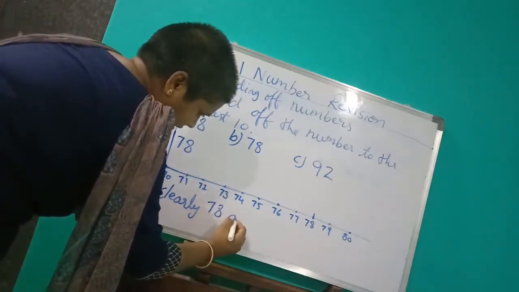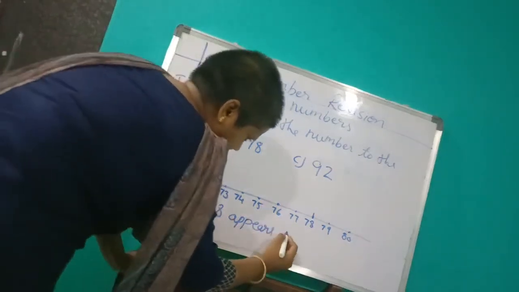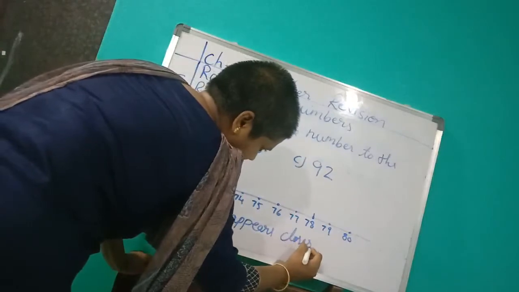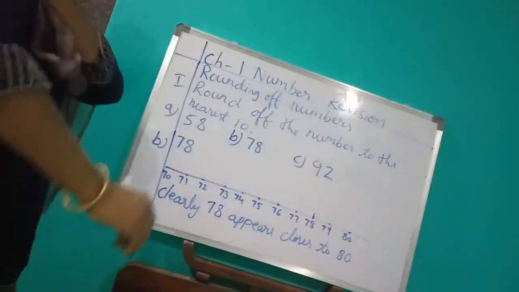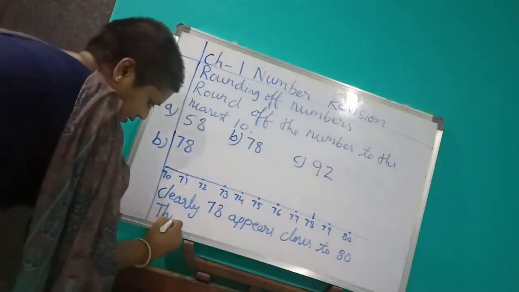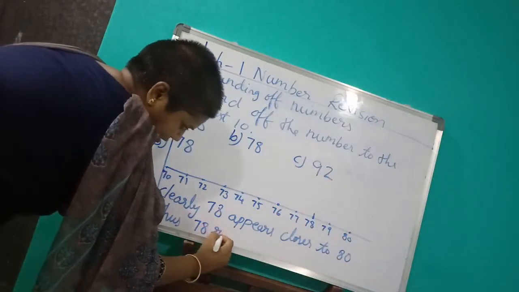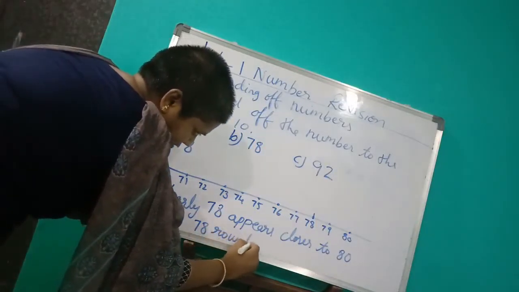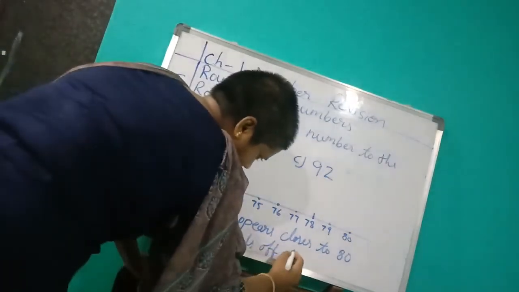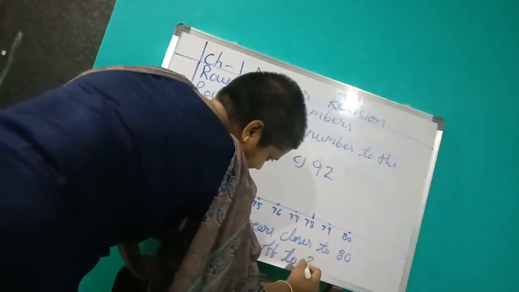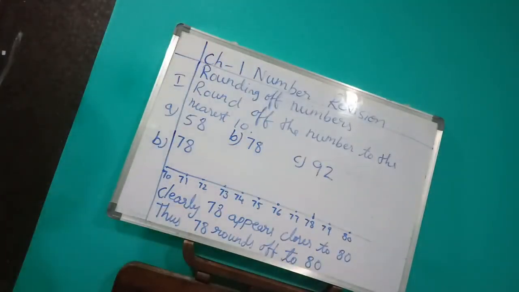Clearly 78 appears closer to 80. Yes or no, children? Thus, 78 rounds off to 80. Understood? Right.